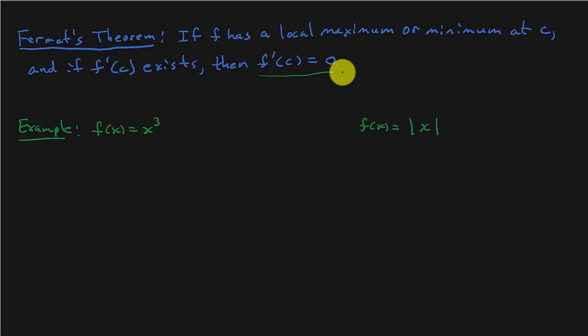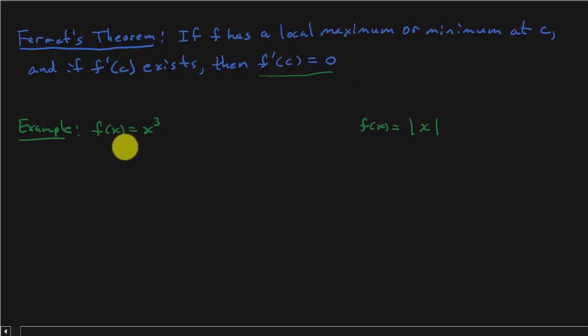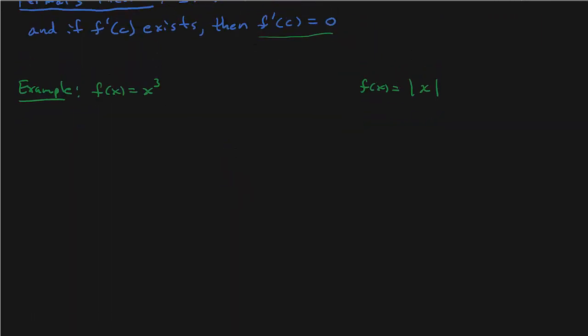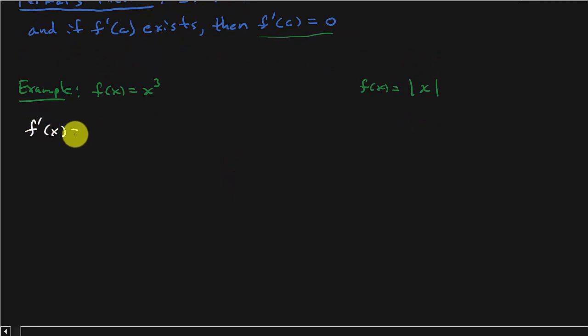Well, can we think of it like that? Well, let's see. Let's look at this. We've got f of x is equal to x cubed. Now, in this problem, we know that the derivative is 3x squared, and it is equal to 0 when x is equal to 0, right?